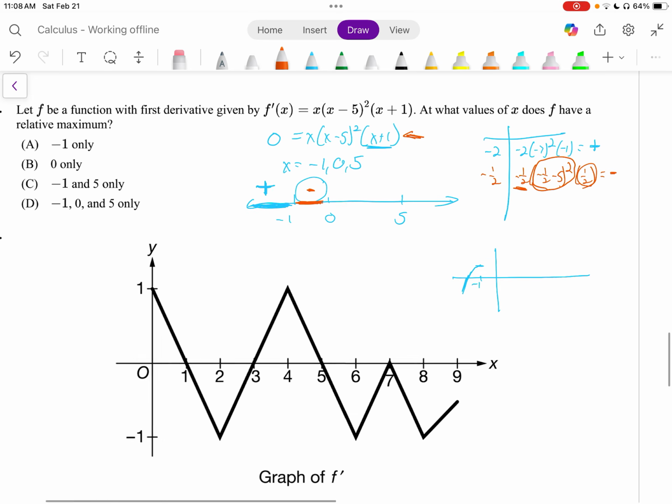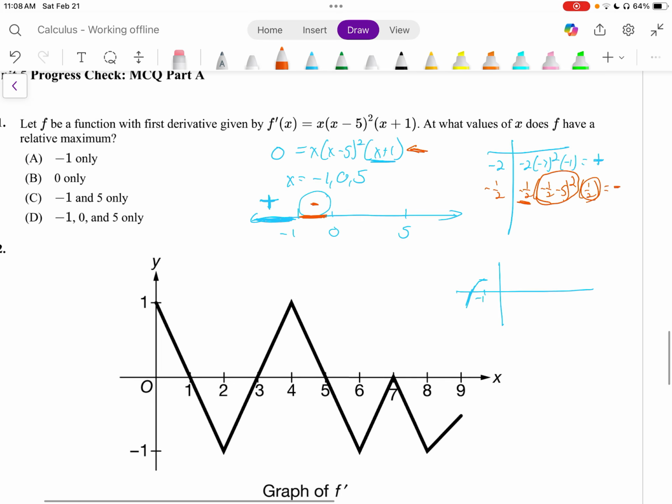From 0 to 5, let's just pick 2. Let's put a 2 into our derivative, which would be 2 times -3 squared times 3. That's going to be positive. And let's throw in something like 10, and again we only need signs here. So throwing in 10, we have a 10, which is positive, times 10 minus 5, which is positive, squared is still positive, and 10 plus 1 is 11, which is positive. So this is also positive.